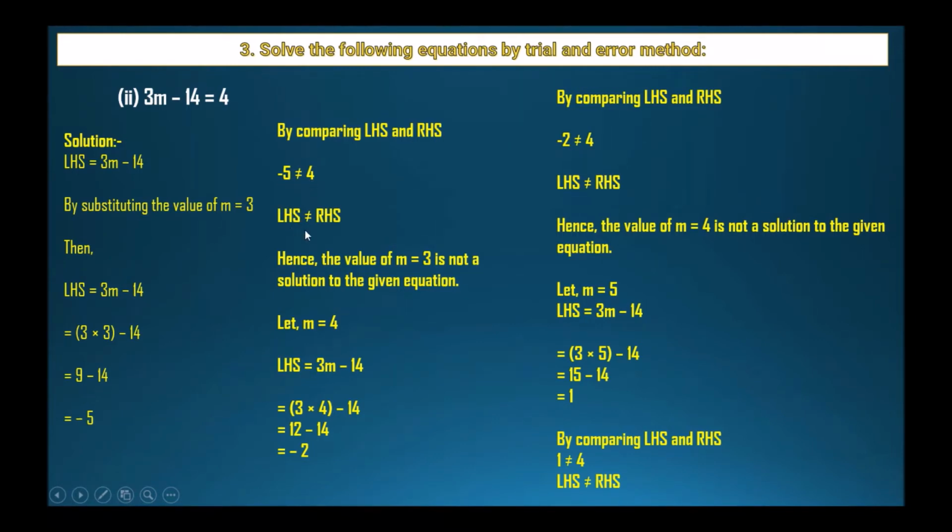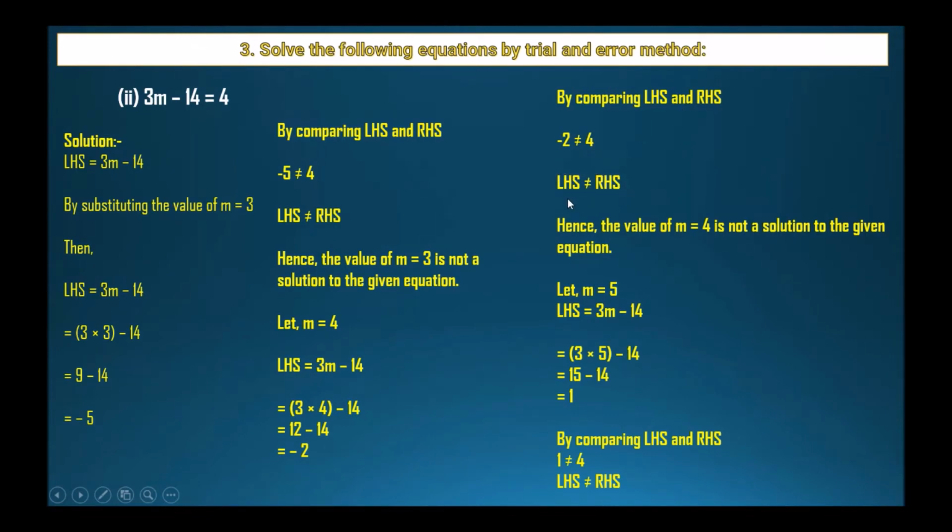Now let m equals 4. So 3m minus 14, 3 into 4 minus 14. So 12 minus 14, that is minus 2. By comparing LHS and RHS, we can say that minus 2 is not equal to 4. So LHS is not equal to RHS. Hence m equals 4 is not a solution to the given equation.